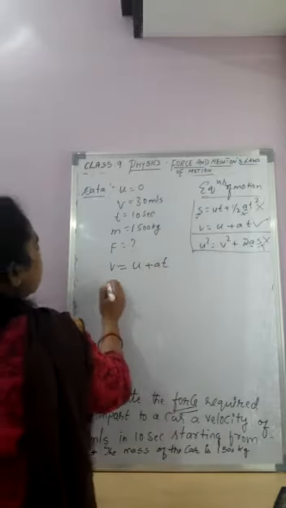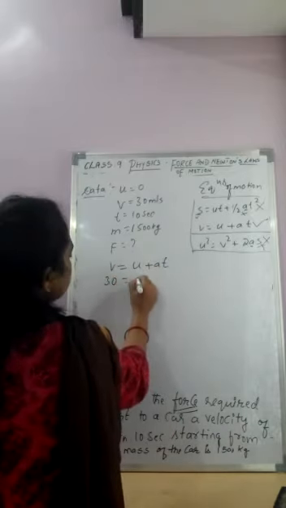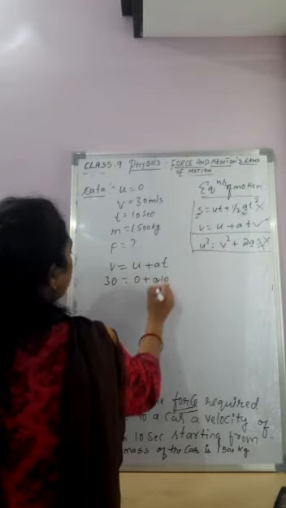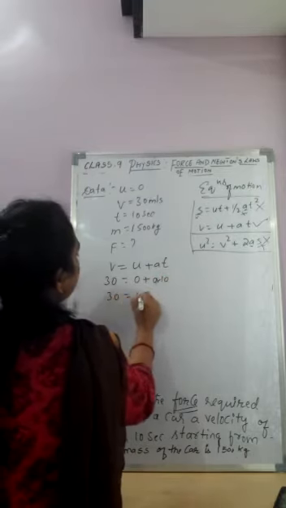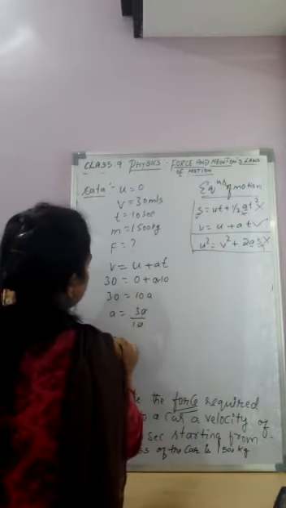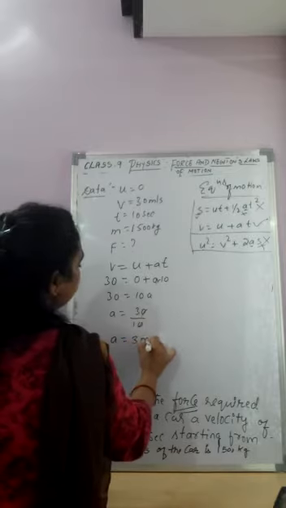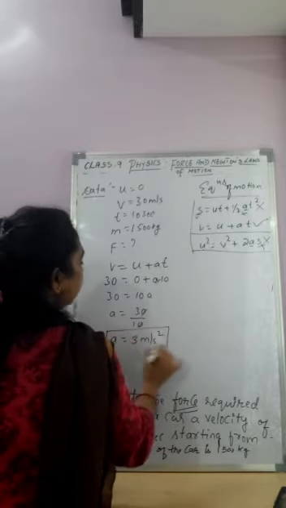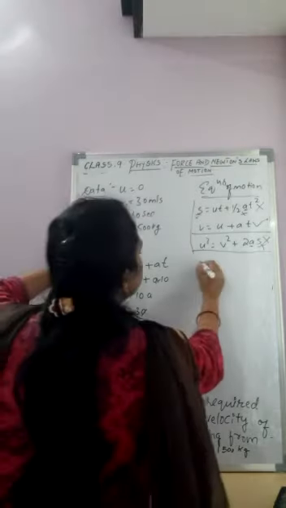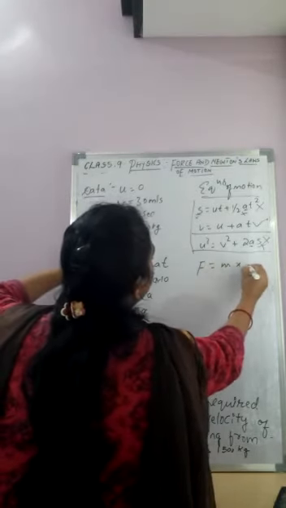So V is 30, is equal to U which is 0, plus A, which you are supposed to calculate, and T is 10. Okay, 30 is equal to 10A. A is equal to 30 by 10. A is equal to 3 meter per second square. Now we got the value for A. Next, we are supposed to calculate, you have to apply the same formula. F is equal to M into A.